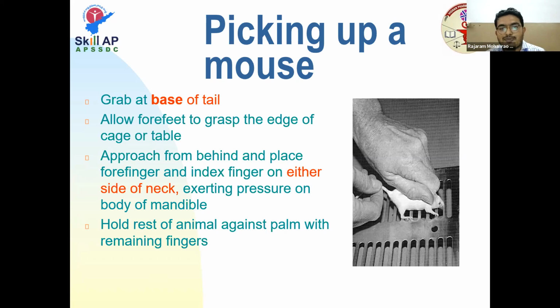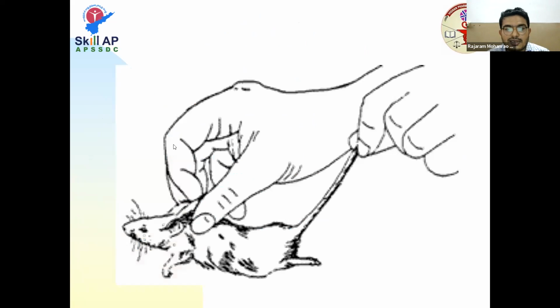So approach from behind and place the forefinger and index finger on either side of the neck, exerting pressure on the body of the mandible. Exerting some pressure means holding with some pressure. So here the neck will be there and the rest of the body will be here. So hold the rest of the animal against the palm with the remaining fingers. Like this.